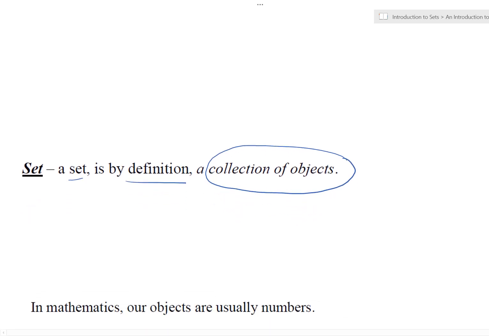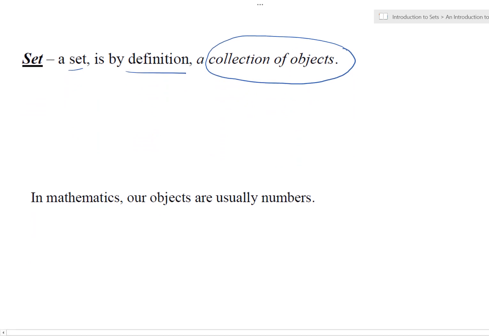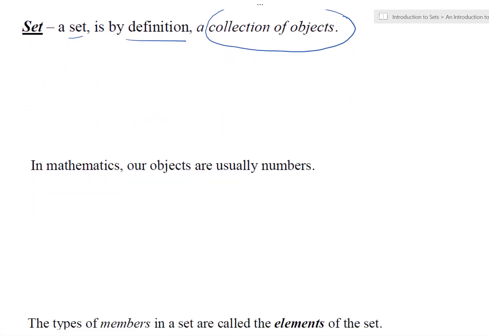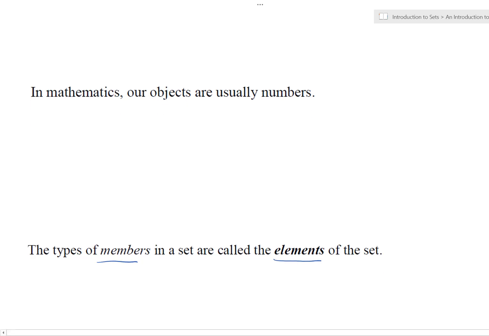Now, in the mathematical setting, the objects that we deal with are usually numbers, but they don't have to be. So we're going to see some examples in this video as well, how to use sets with some numbers. Collection of numbers. Set. Now those things in the set, the members, whatever they are in there, numbers, rocks, whatever, we call them elements. It's just a vocabulary word. So the members of the set are called elements of the set.